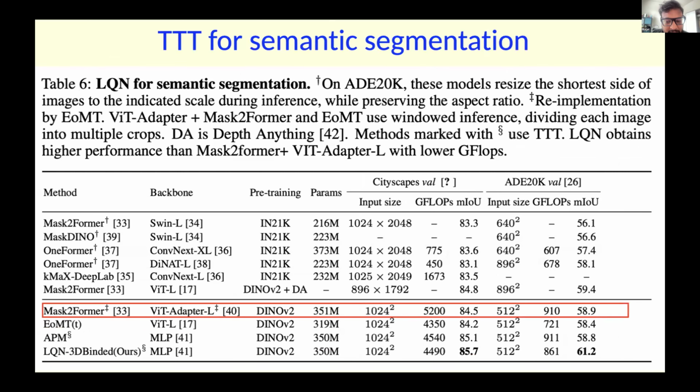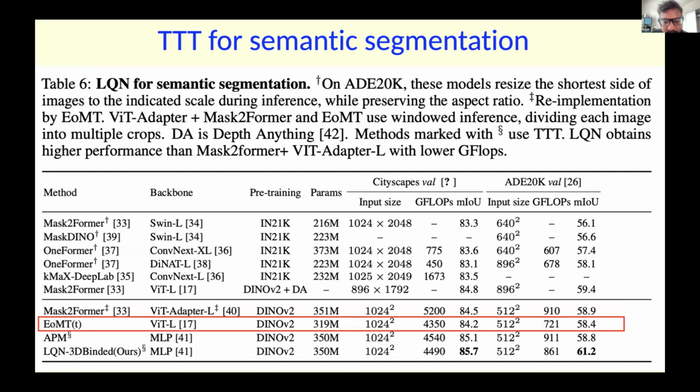Similarly, we are able to do better than the best segmentation model out there. So Mask2Former was published by, I think, Bowen Cheng and Ishan Misra in CVPR 22. On Cityscapes, the best result they get is 84.5 on mIoU. And then we are able to do better than this result. We get 85.7.